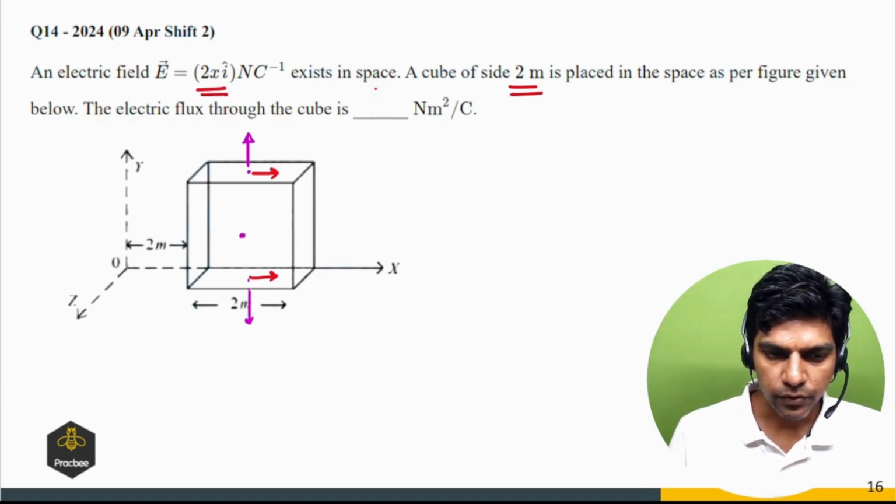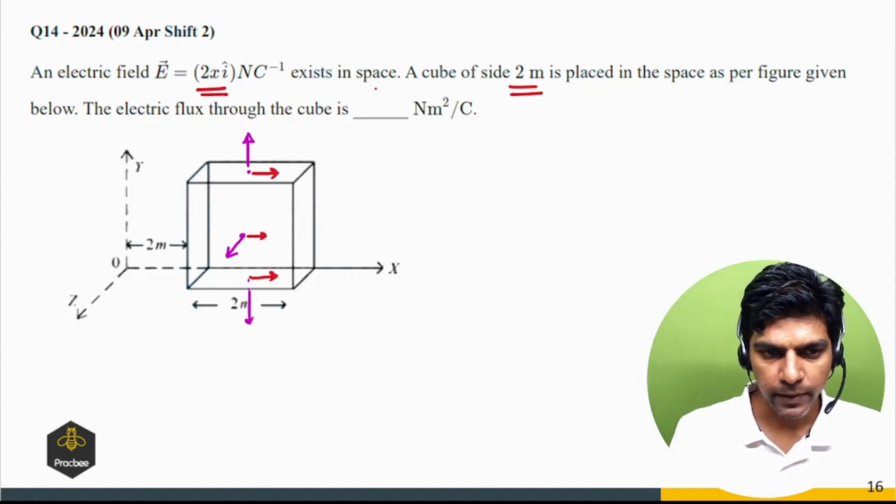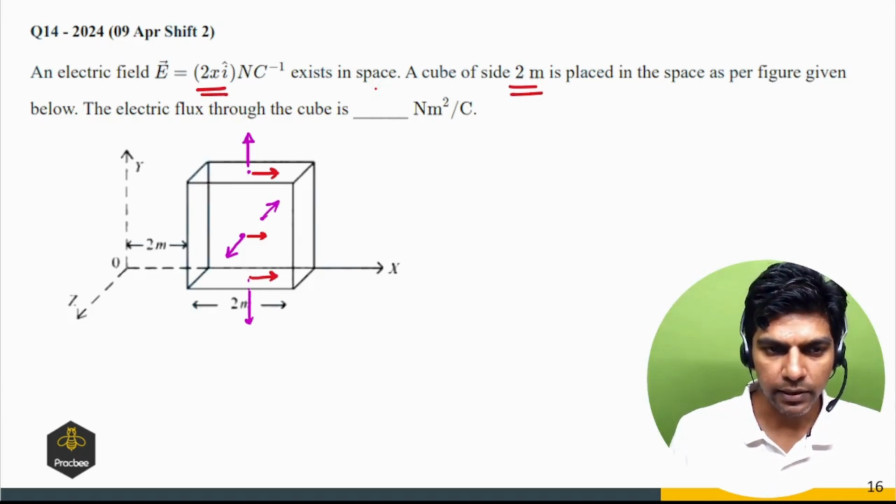And for the front surface, the area vector will be in the z direction, and the electric field is in the x direction. Again, there will be no flux. Similarly, we can say there will be no flux through the back surface, where the area vector will be in the negative z direction, and the electric field is in the right direction.